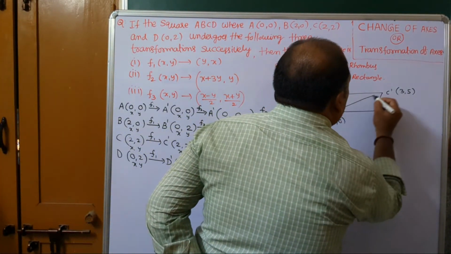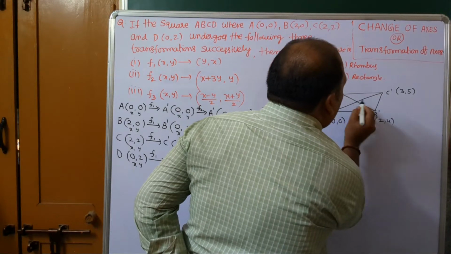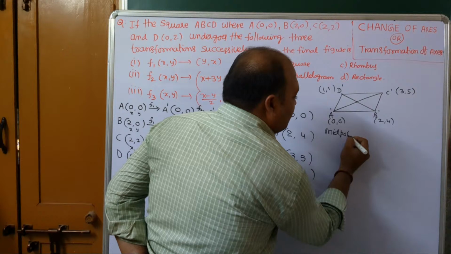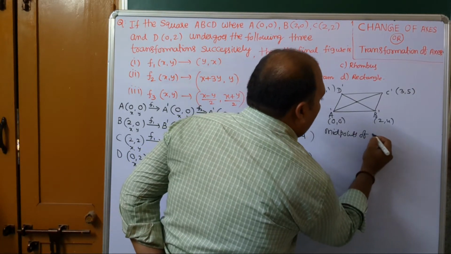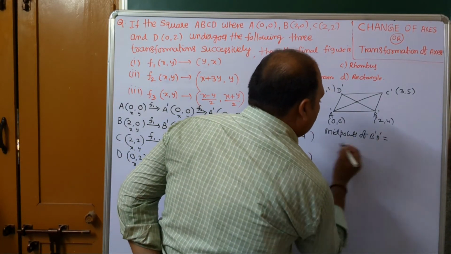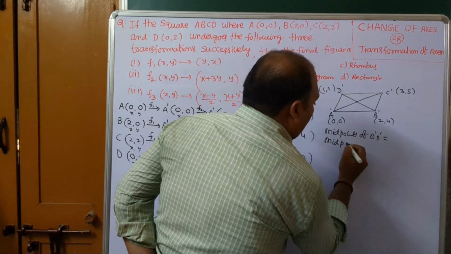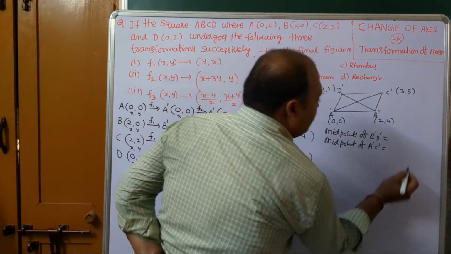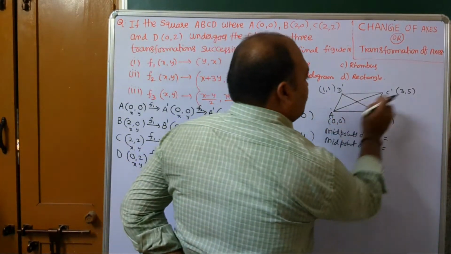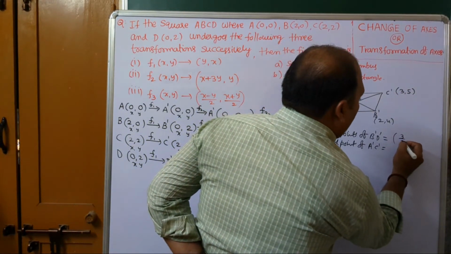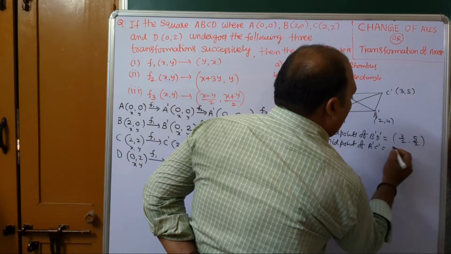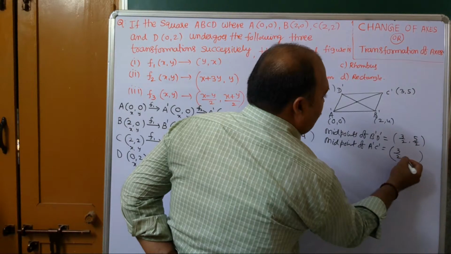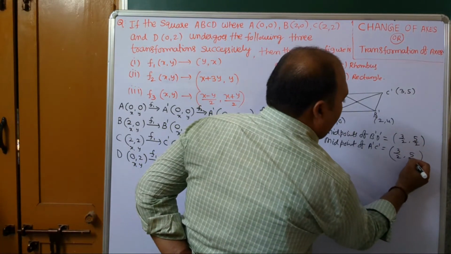Midpoints of diagonals and calculating. Midpoint of B dash D dash, midpoint of A dash C dash. So 0 plus 3 by 2, so 3 by 2. 0 plus 5 by 2, 5 by 2. So 2 plus 1 by 2, 3 by 2. 4 plus 1 by 2, 5 by 2.